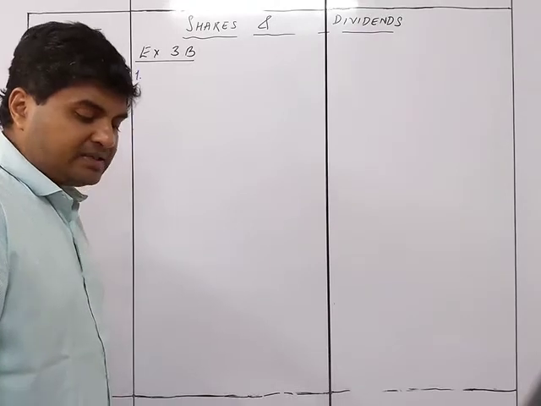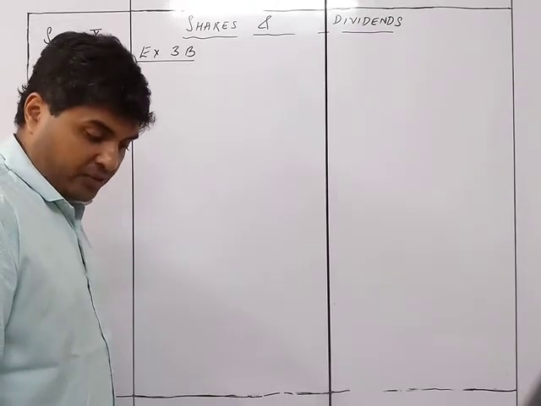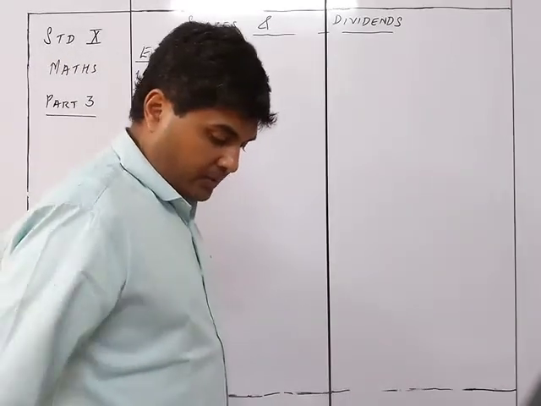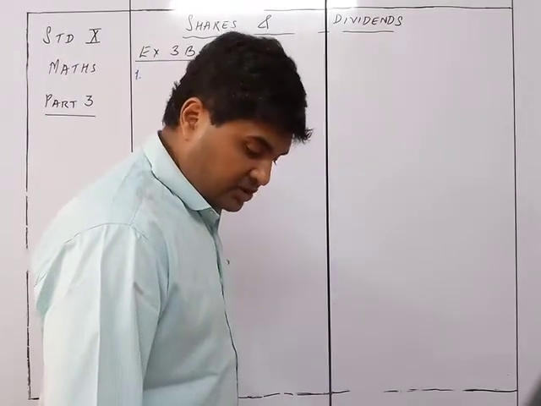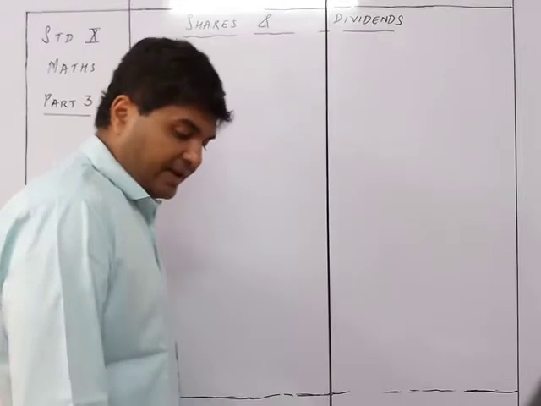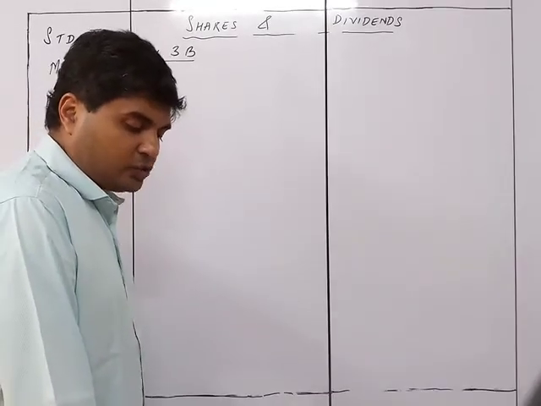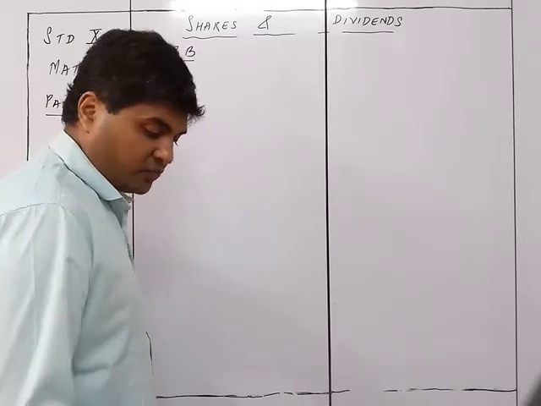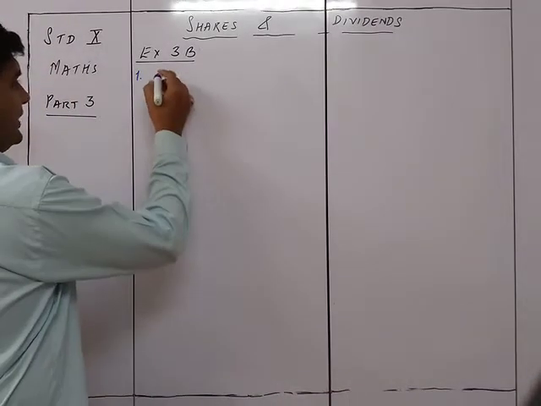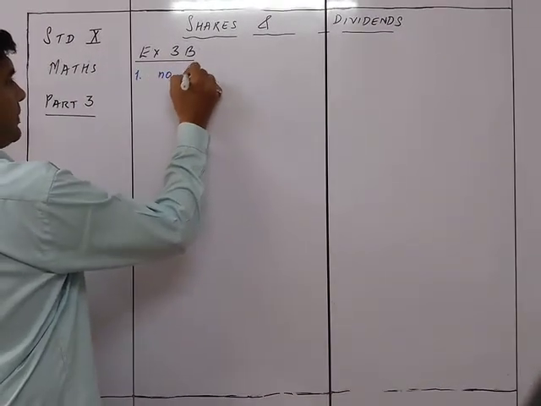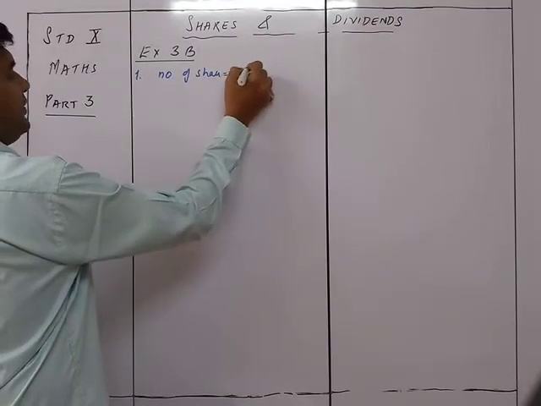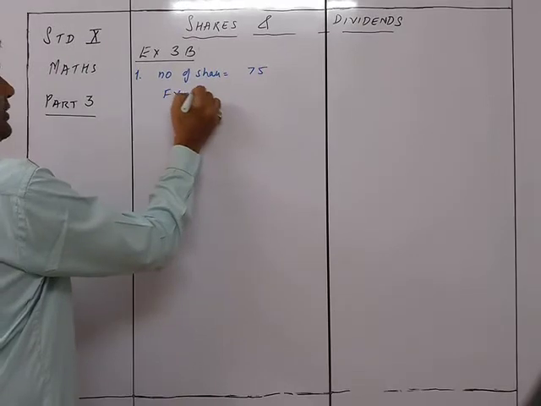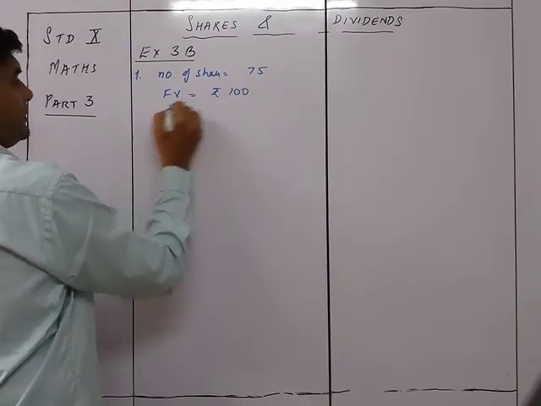A man buys 75 rupee 100 shares paying 9% dividend. He buys shares at such a price that he gets 12% of his money. At what price did he buy the shares? So first of all, let us see what is given to us. The number of shares is equal to 75. They are given the FV is equal to rupees 100.